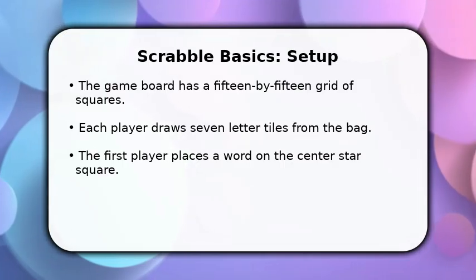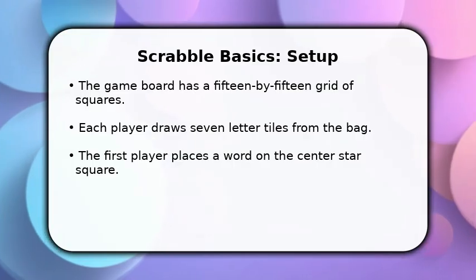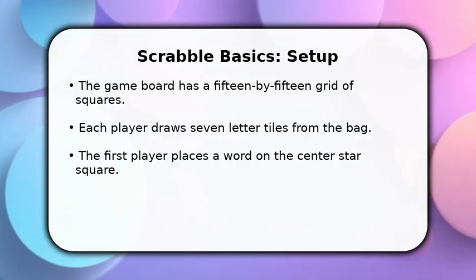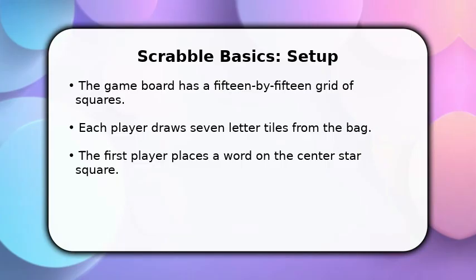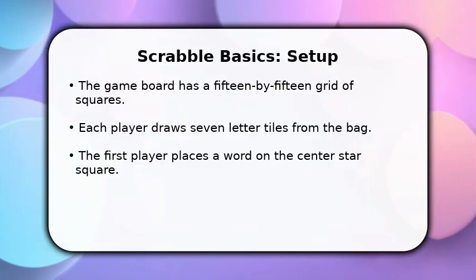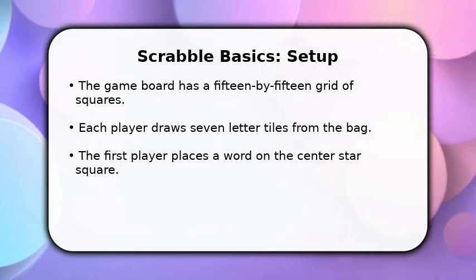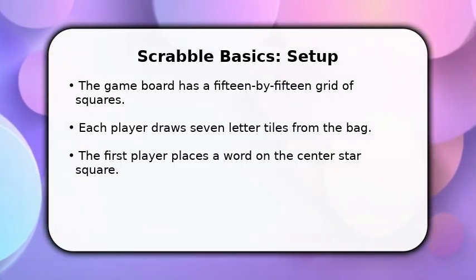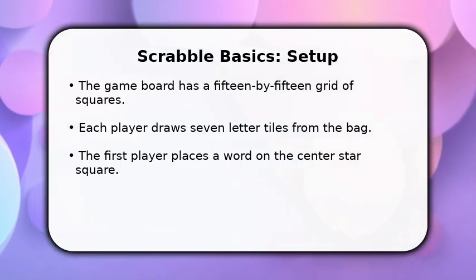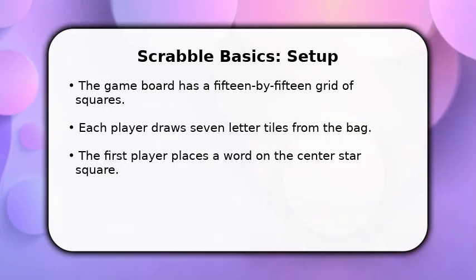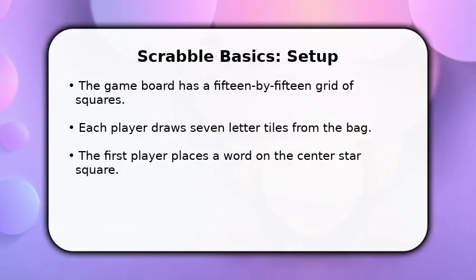In this video, I will explain how to play Scrabble step by step. Start by setting up your Scrabble board, which features a 15 by 15 grid. Each player then draws 7 letter tiles from the bag, keeping them hidden on their rack. The player who goes first will place their initial word, using at least 2 tiles so that it covers the center star square. This central square is a double word score, making it a great starting point for your game.